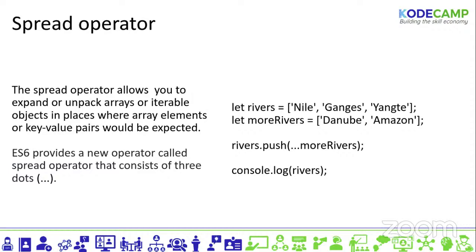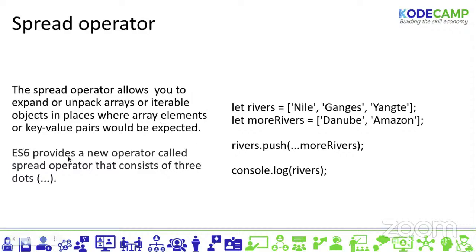So what is an iterable object? An iterable object is an object you can iterate through, like you can run a loop on and maybe get the individual components of that object. So like an array is iterable. You can iterate through an array. You can iterate through an object, and the rest.